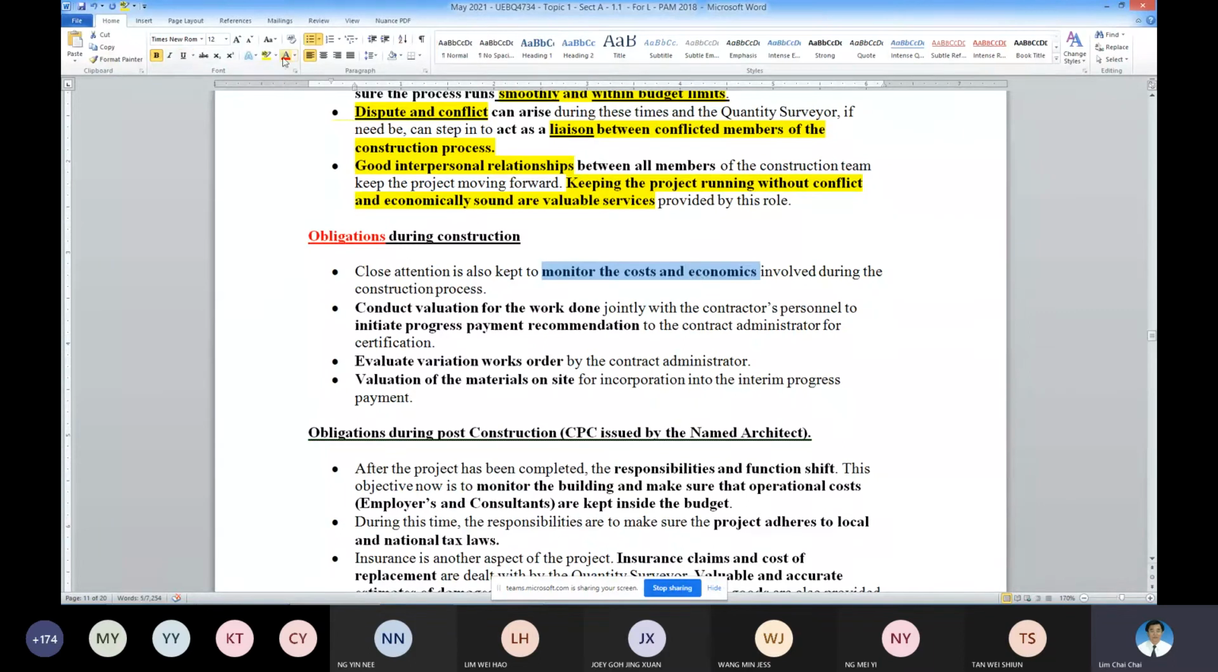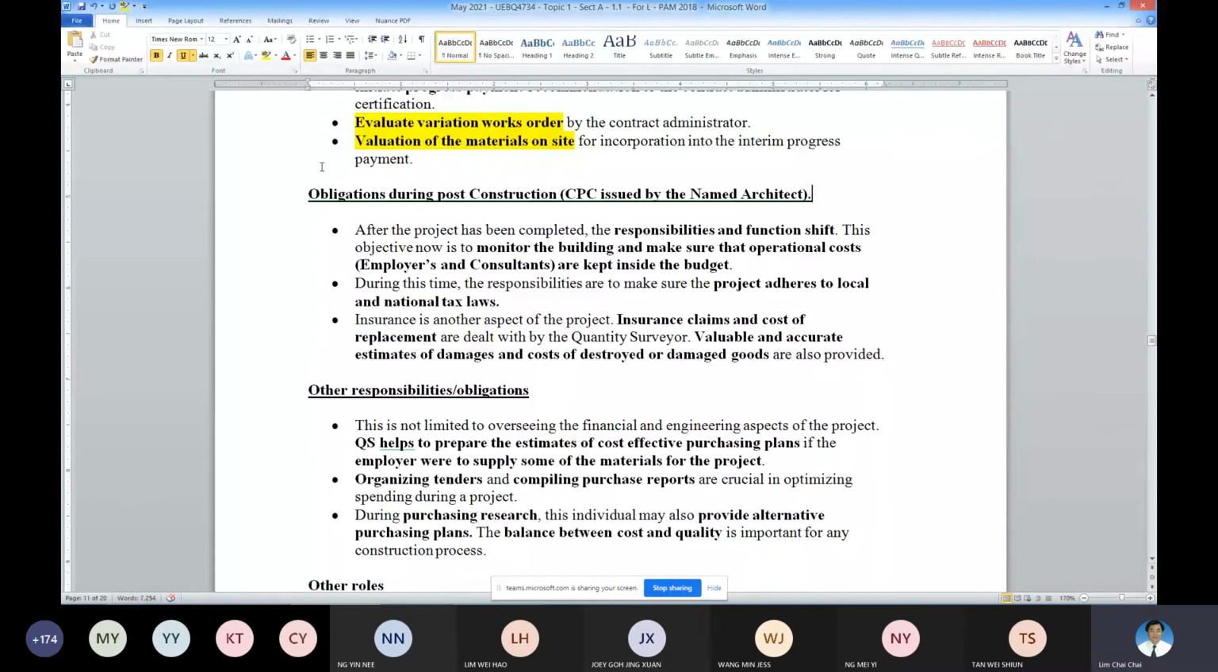The QS will monitor the cost, that is during construction. Conduct valuation for the work. Okay. And then evaluate valuation orders issued by the architect or contract administrator. As usual, material on site, QS will go out to assist in terms of the valuation. So these are during your construction. Then obligation, post-construction.